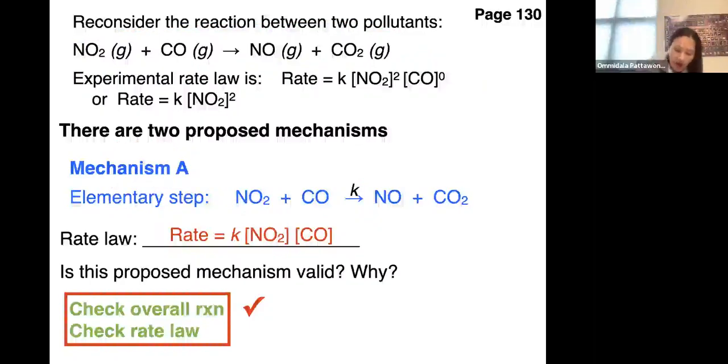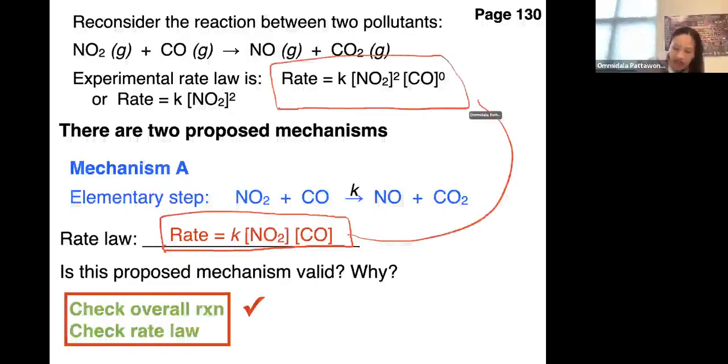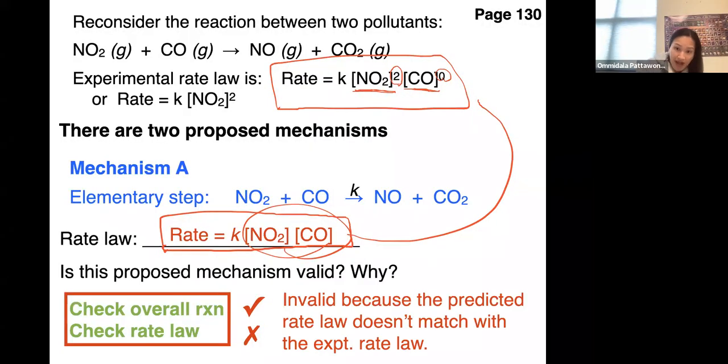Okay, so the rate law for mechanism A, if you compare this with the rate law of the experiment, you will see that they do not match. This experimental rate law states that it's second order with respect to the concentration of nitrogen dioxide, and zero order with respect to the concentration of carbon monoxide, but these are not the same. So that means mechanism A is invalid, because the predicted rate law, which is the rate law from mechanism A, doesn't match the experimental rate law.